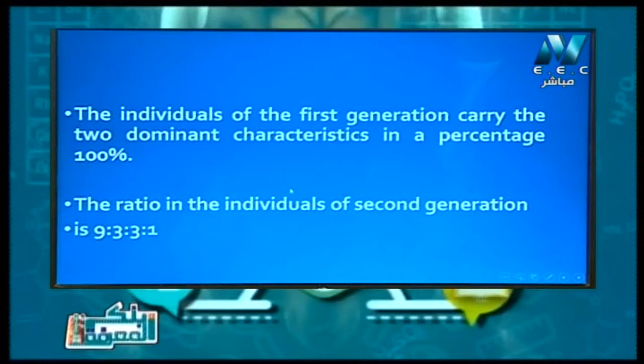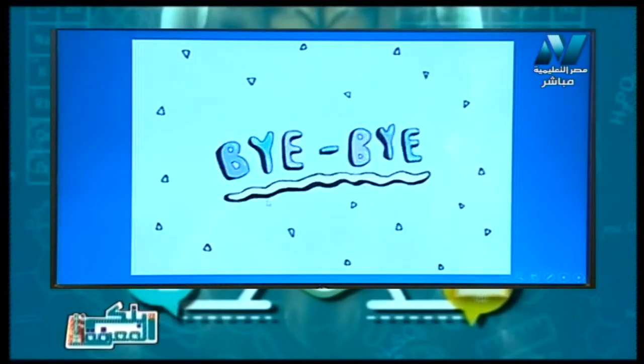The individuals of the first generation carry the two dominant genes, two dominant characters, sorry, and represent 100%, and the ratio in the second generation, as we saw, 9 to 3 to 3 to 1.